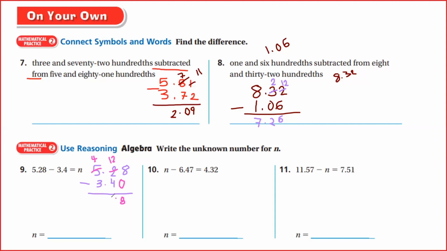It's 8. Then you have to write a decimal point. 4 minus 3. It's 1. So n will be now 1.88.